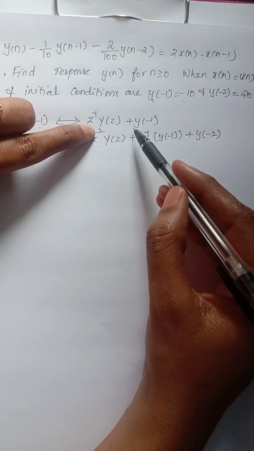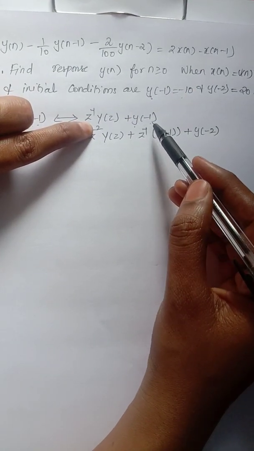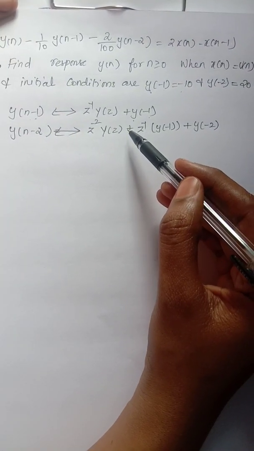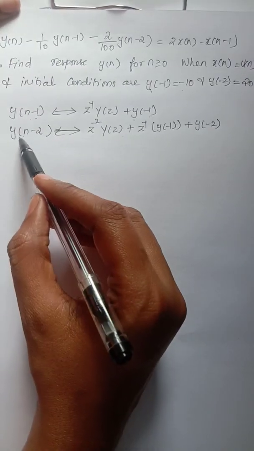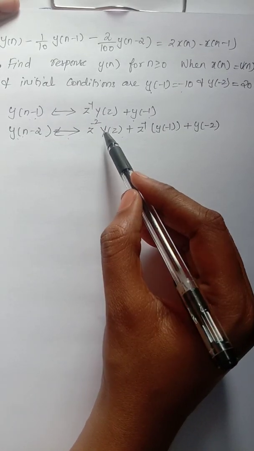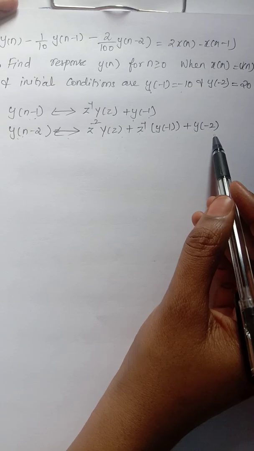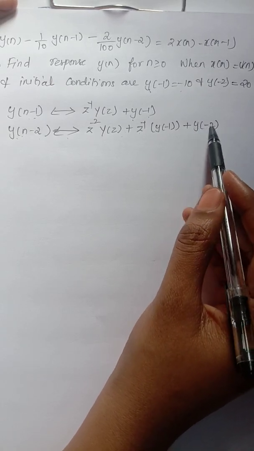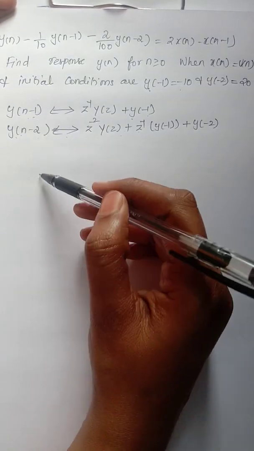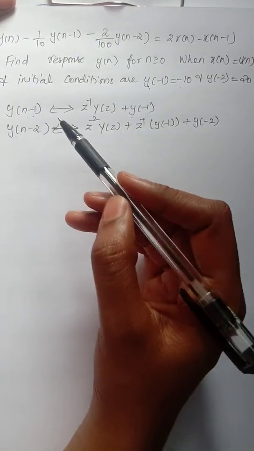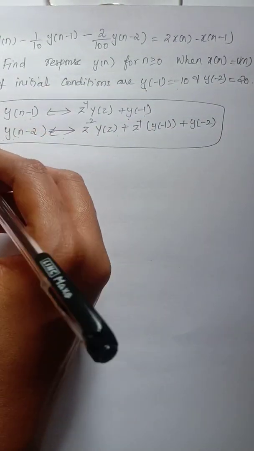So in addition to this, you will have y of n minus 1, similar to the differential equation by applying initial conditions using Laplace transform. Okay, so y of n minus 2 is equal to z power minus 2 y of z plus z inverse y of minus 1 plus y of minus 2. Similarly, this can be applicable for any delay function. Okay, now using this, we are going to incorporate it.